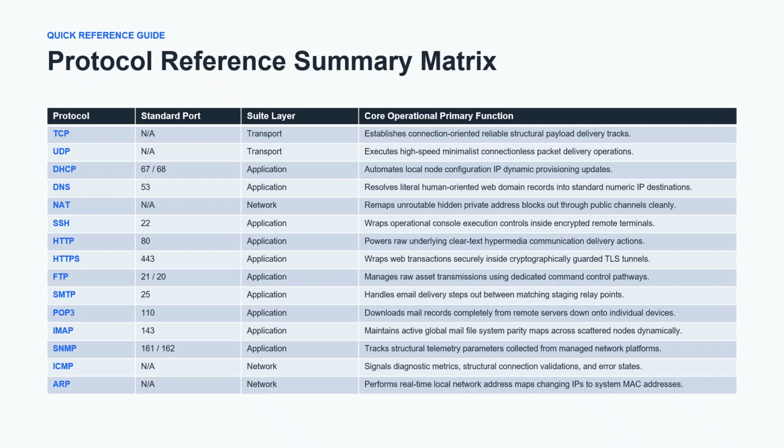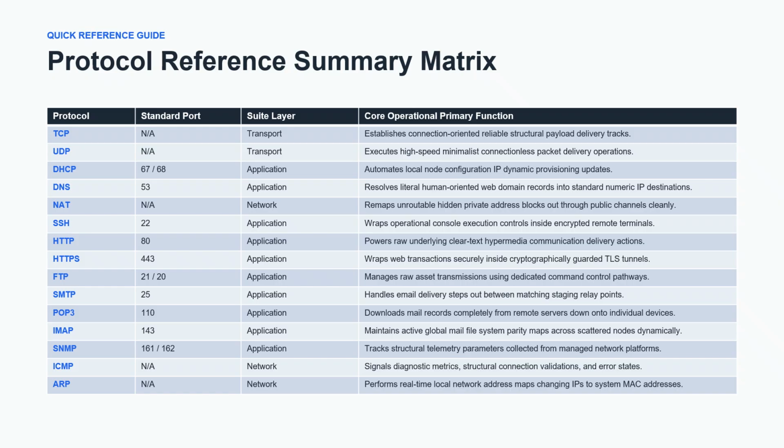Quick reference summary. TCP provides reliable data delivery. UDP provides fast data delivery. DHCP assigns IP addresses automatically. DNS resolves names to IP addresses. NAT translates IP addresses. SSH provides secure remote access. HTTP enables web browsing. HTTPS provides secure web browsing.